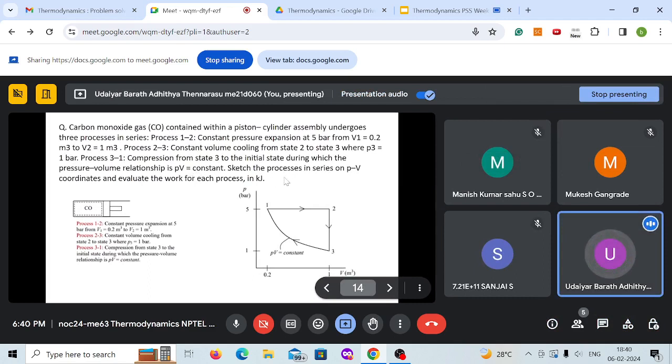So now evaluate the work for each process. I think you can try this one, because we have seen how to solve for each of the processes. So I'll give you some 2-3 minutes. You can solve it and see what you get, and you can verify whether the values are the same.